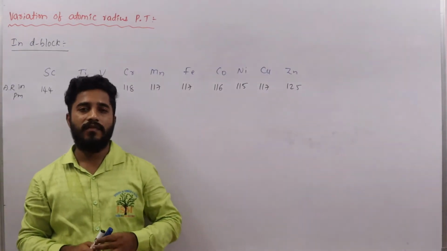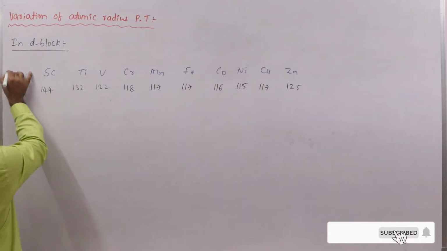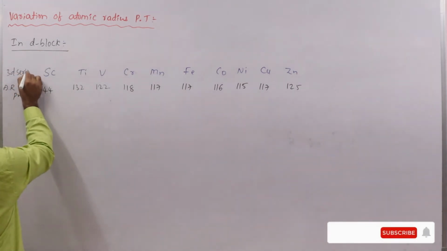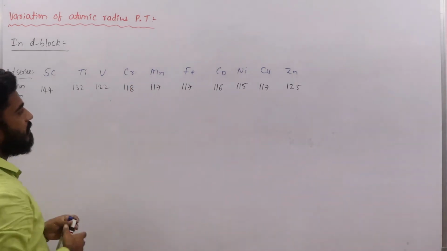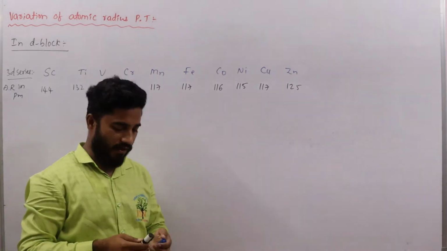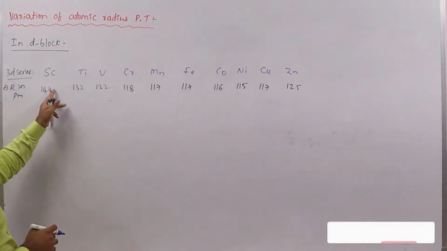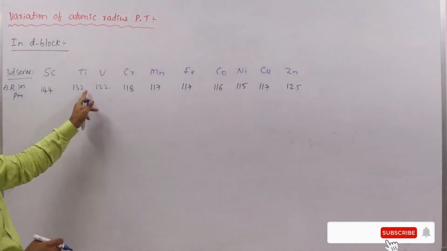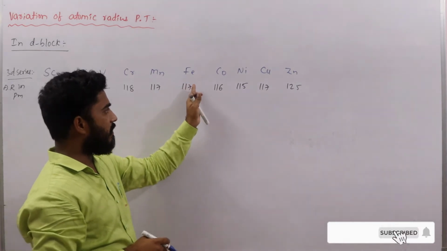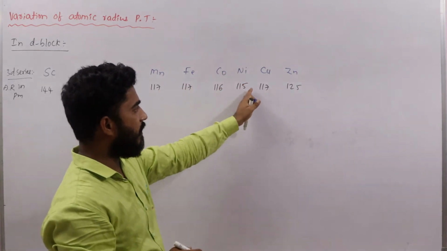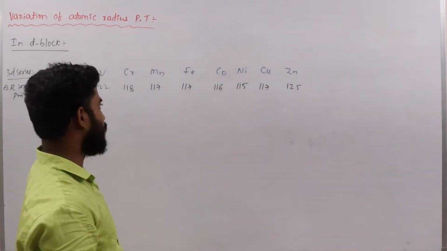So let us see the variation of atomic radius in the d block, the 3d series. These are the 3d series elements: scandium, titanium, vanadium, chromium, manganese, iron, cobalt, nickel, copper, zinc. The atomic radius in picometers: scandium 144, titanium 132, vanadium 122, chromium 118, manganese 117, iron 117, cobalt 116, nickel 115, copper 117, and zinc 125 picometers.